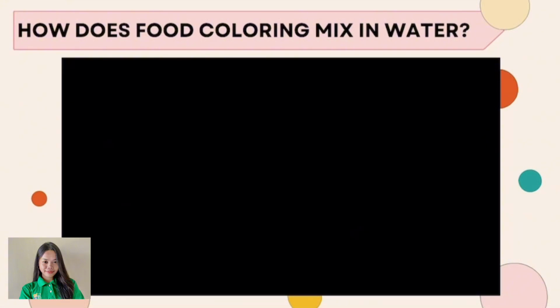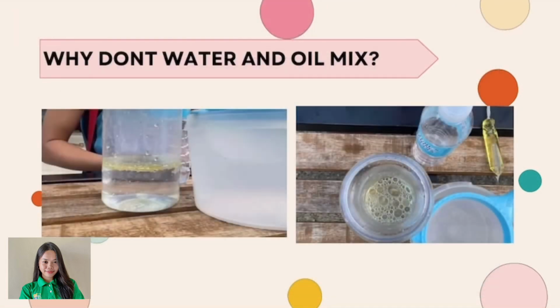And now, let's move to why don't water and oil mix? In this experiment, we have observed and understood why water and oil don't mix, and explored the concept of density. As you can see in the images, the oil and water do not mix. The oil floats on top of the water, forming a separate layer. This is because oil is less dense than water, so it stays on top.